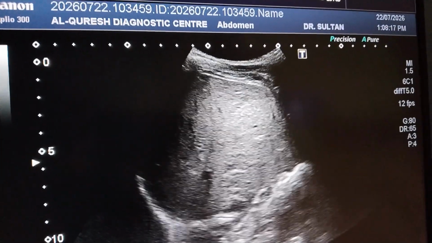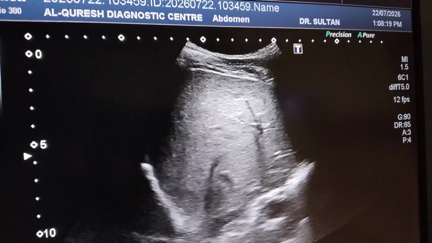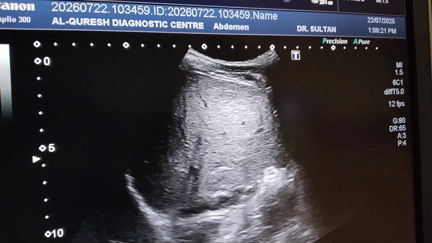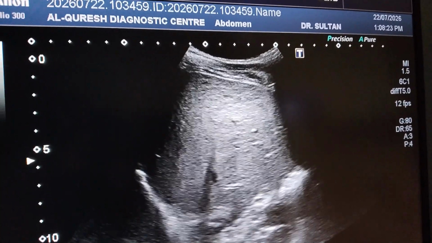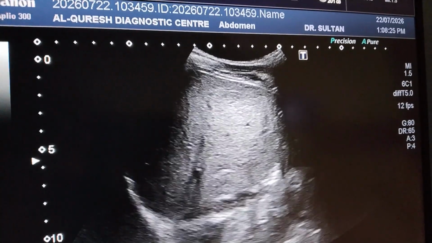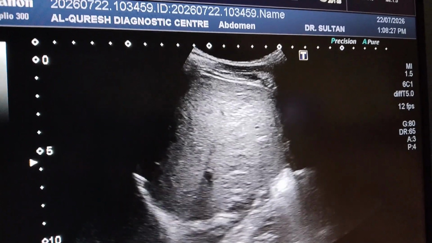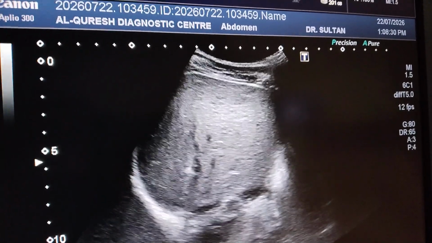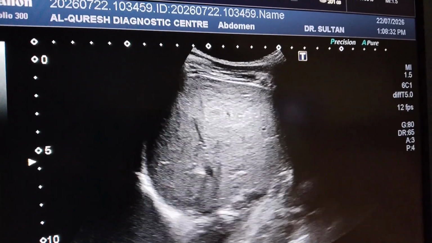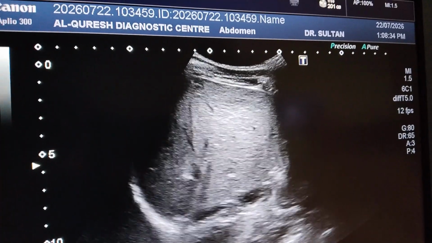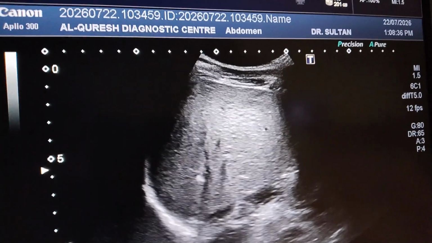Today we are going to discuss the echogenic focus, a little echogenic focus in the kidney, whether it is sinus fat, whether it is a tiny calculus, or whether it is a concretion.